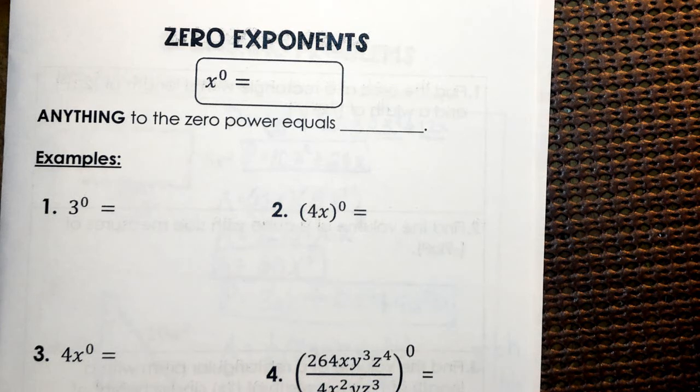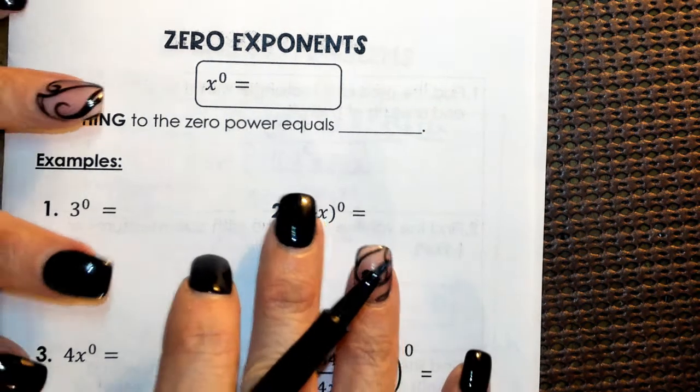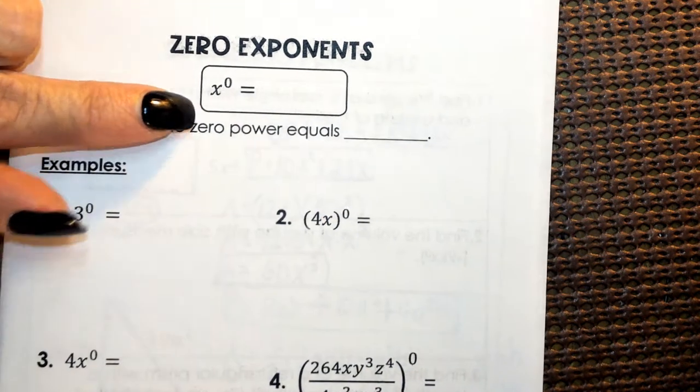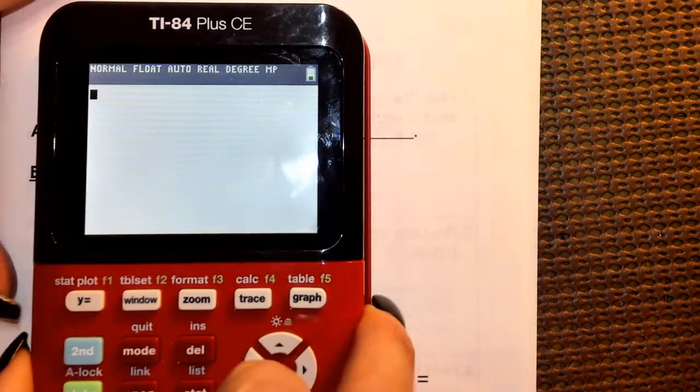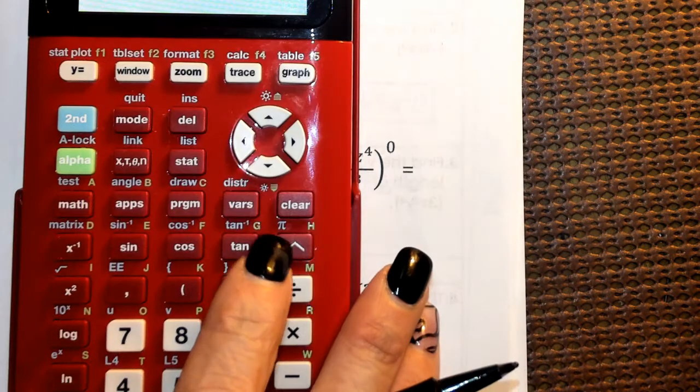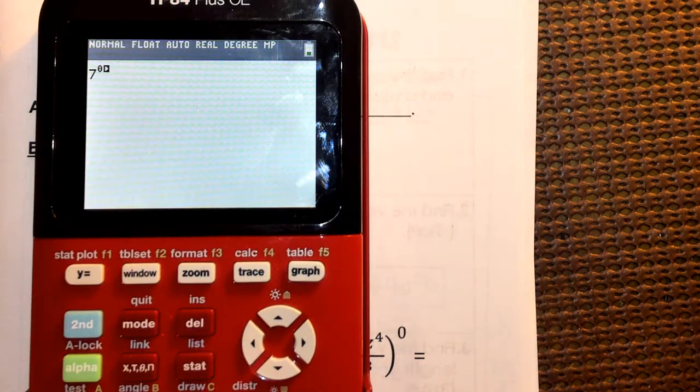Hey gang, we're to the zero exponents. Okay, so this one I'm actually going to give that to you, but I'm going to do it with my calculator. Let's take 7 and raise it to the 0 power. Now remember, to get that, I use the little caret, house top button. What do you think? Oh, it's 1.